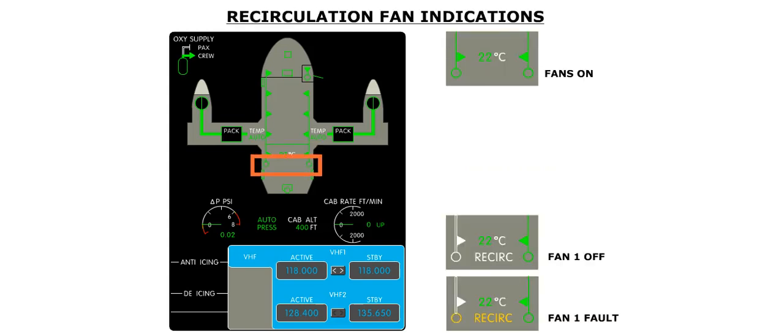The two recirculation fans are represented by two circles. Green indicates that the associated recirculation fan is selected on. White indicates that the associated recirculation fan is off, and amber indicates a fault. The white recirculation label in between the fans indicates that one of the two fans is off, whereas an amber label indicates that one of the two fans has a fault.